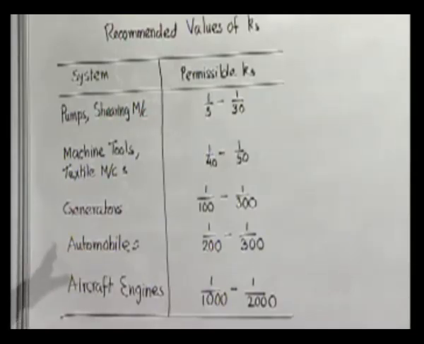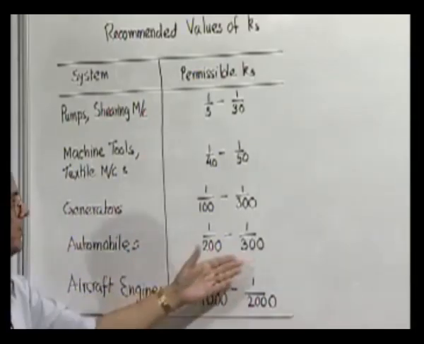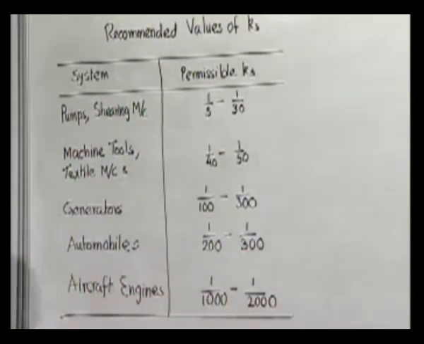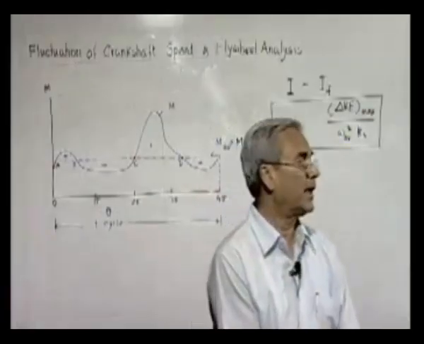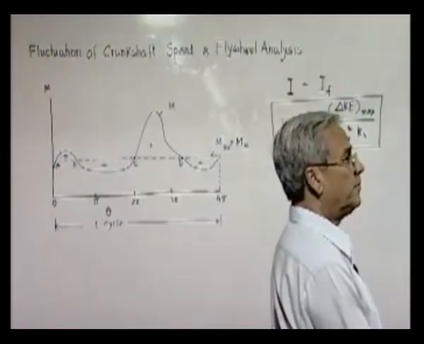In case of an electric generator or generating set, the recommended variation of speed has to be 0.01 to 1/3 of that. For automobiles or auto engines, the recommended value of Ks is this, and aircraft engines of course will have to be far more accurate, and there the speed fluctuation which is permitted is the minimum.